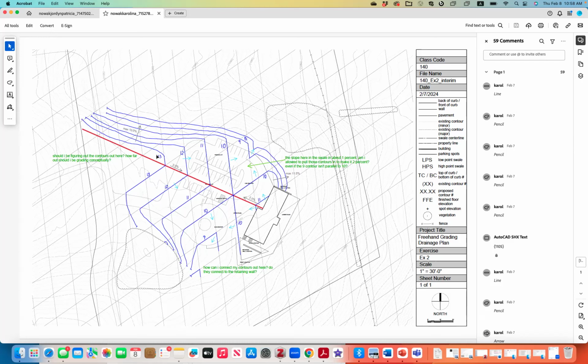All right. So how can I connect my contours out here? Do they connect to the, yes, they do connect to the retaining wall. Slope here in the swale is about 1%. That's okay. I know along the center line is pretty shallow, but you have side slopes that are 2%, so that encourages water flow downhill. So center line slope could be smaller than 2%. Okay.